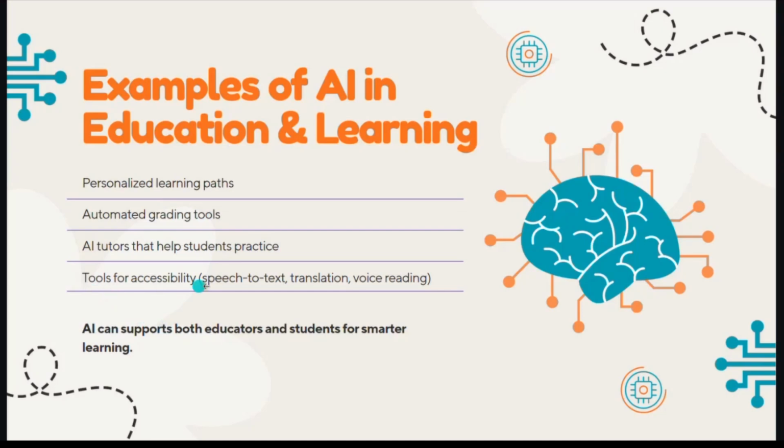And then tools for accessibility, things like speech to text, translation, and voice reading. Especially for people with disabilities, it's fantastic, because I'm all for web accessibility. AI is a fantastic tool when it comes to web accessibility, and we need to ensure that all our learning material is inclusive. AI does a great job of that, so it can support educators and students for smarter learning.